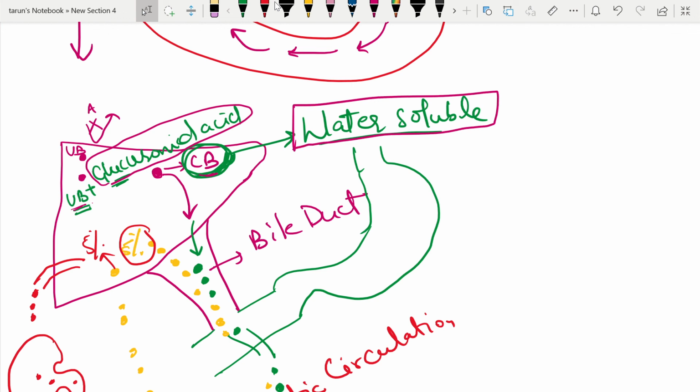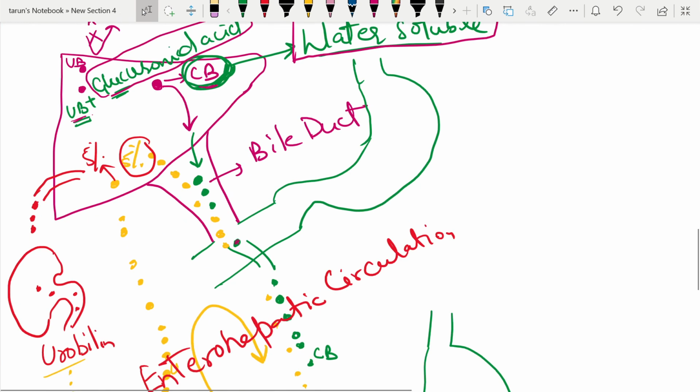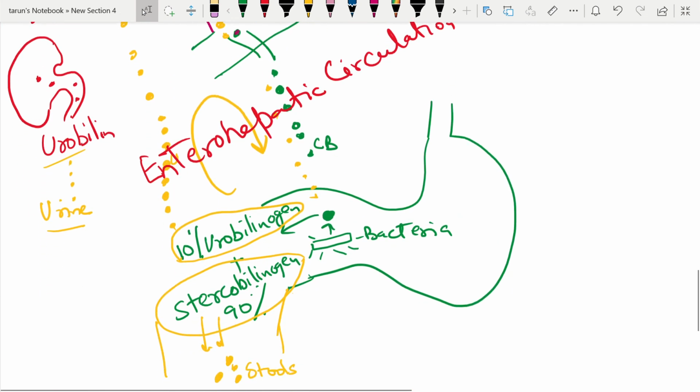This water soluble conjugated bilirubin goes through the bile into the intestine. So what happens in the intestine? In the intestine, certain bacteria act on this conjugated bilirubin and convert it into 90% stercobilinogen and 10% urobilinogen. This stercobilinogen is excreted in the stool and imparts yellow color to the stool, while this 10% urobilinogen comes back into the liver.